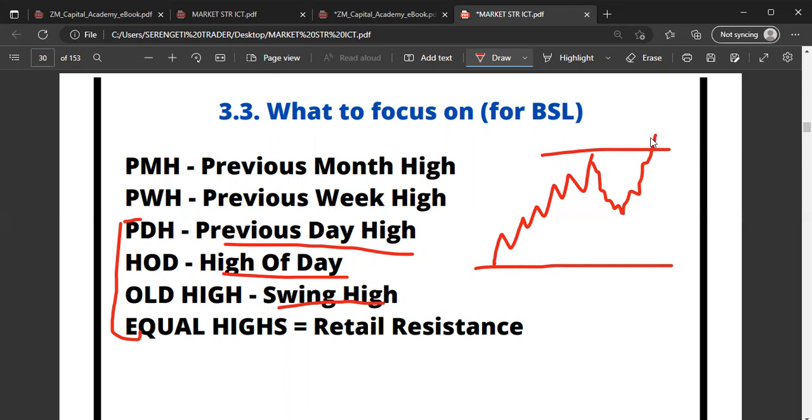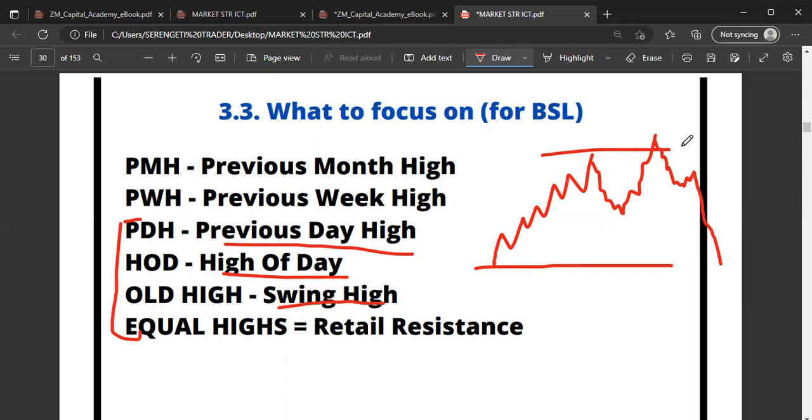when you see the market going above this swing high, this becomes a buy stop liquidity. So you are going to expect to see sell orders, the market going down. Why? Because we usually sell at a premium price. That's the best time to sell.